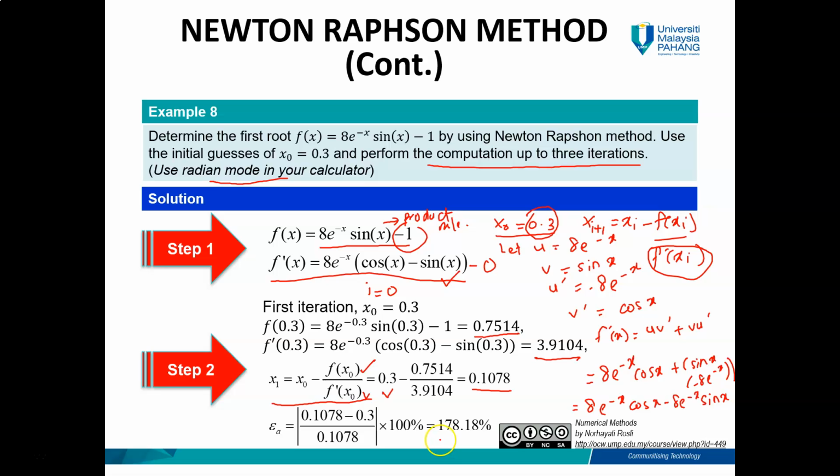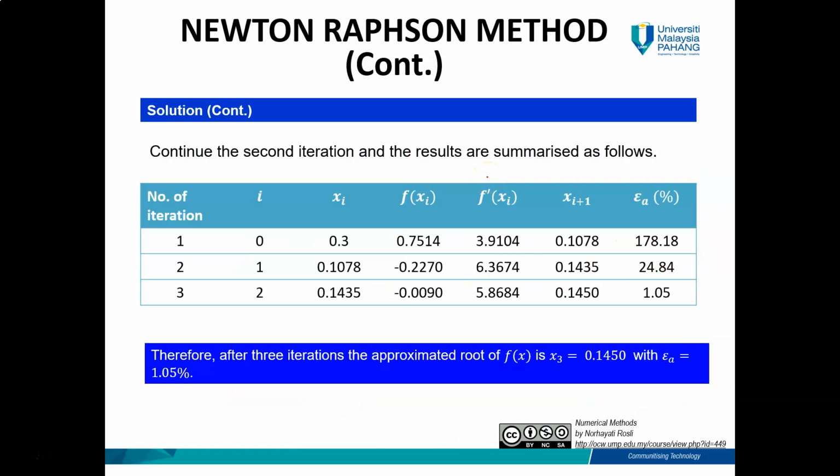you will get a very big error, that is 178.18%. So the question asks you to do up to 3 iterations. It is not yet finished. We need to go to the next iteration. And actually for this one, you can use a table. Okay, I will show you how to use a table.